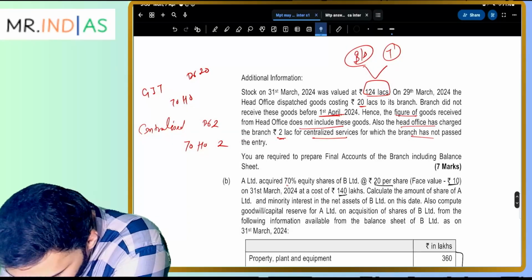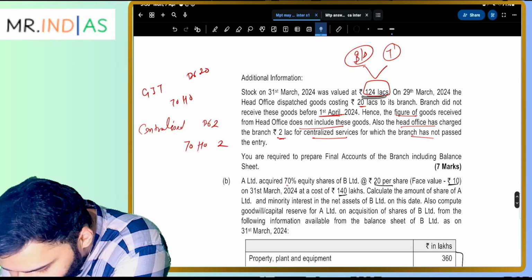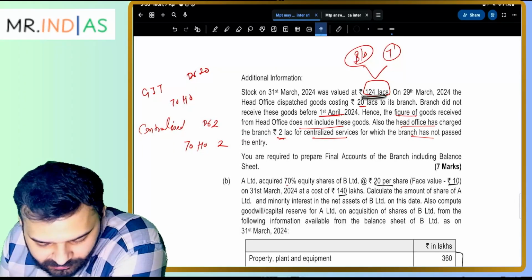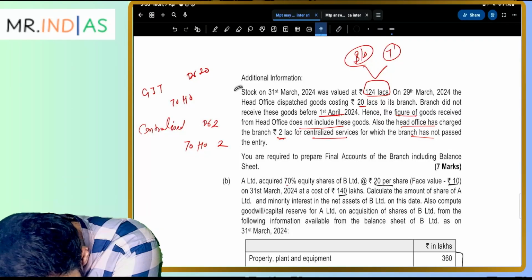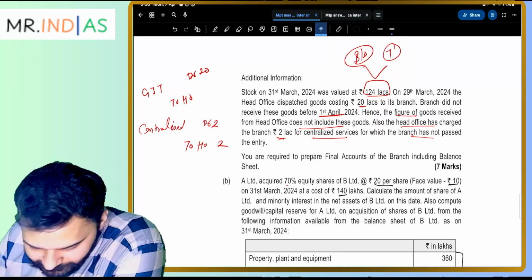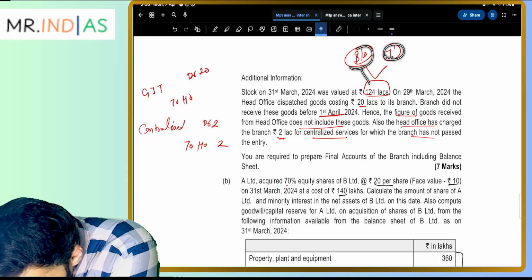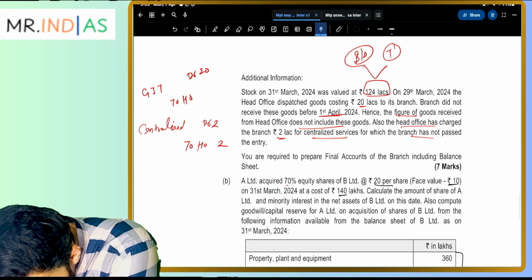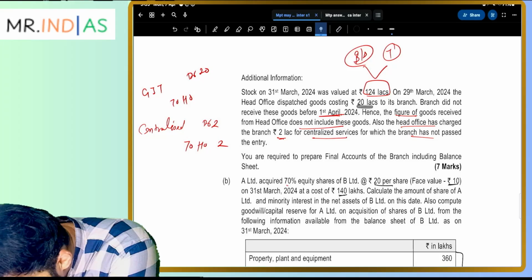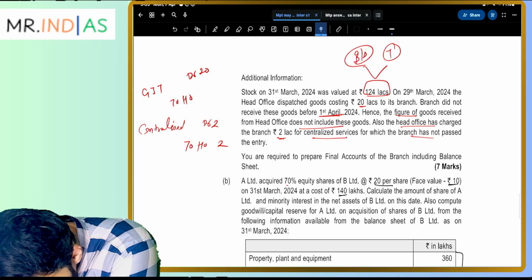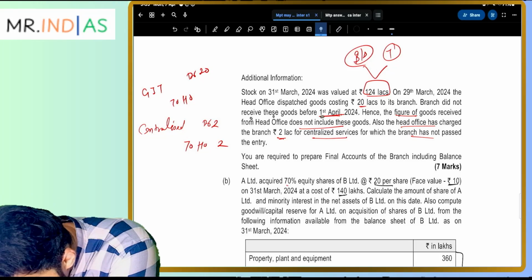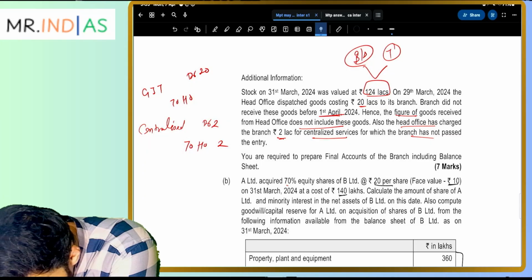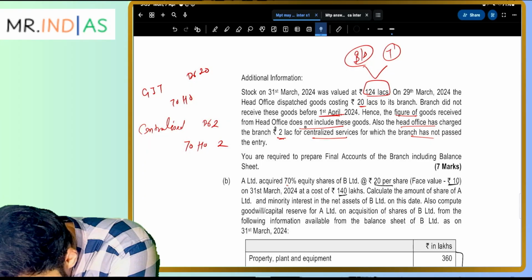Stock on 31st of March 2024 was valued at 1 lakh 24. This is the amount of closing stock. Since it is outside the trial balance, it has two effects: number one, trading account; number two, balance sheet. On 29th of March 24, the head office dispatched goods costing rupees 20 lakh to its branch. Branch did not receive these goods before 1st of April 24. Hence, the figure of goods received from HO does not include these goods.